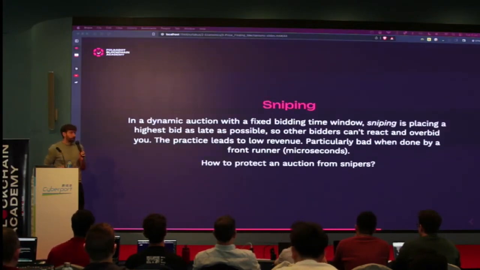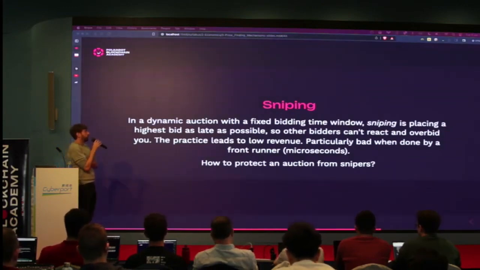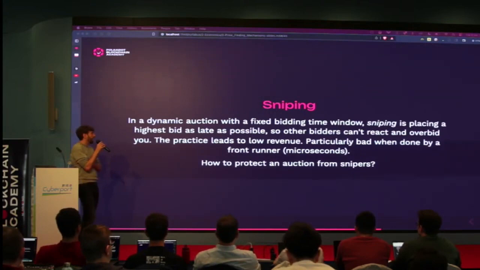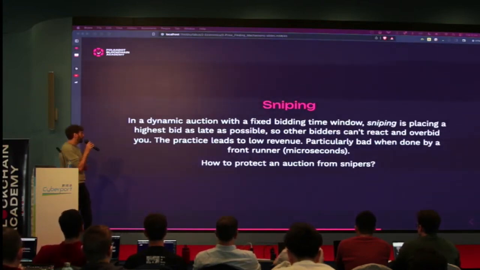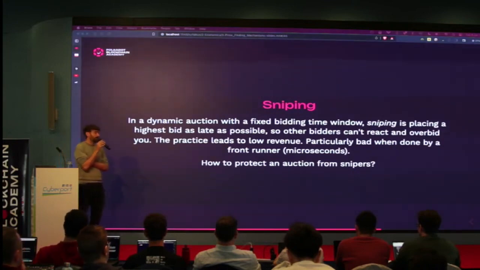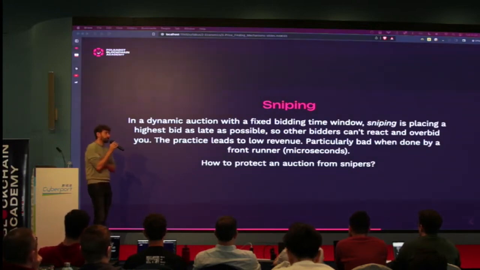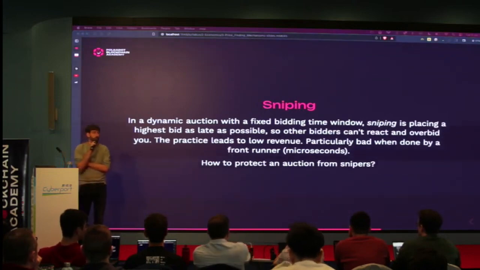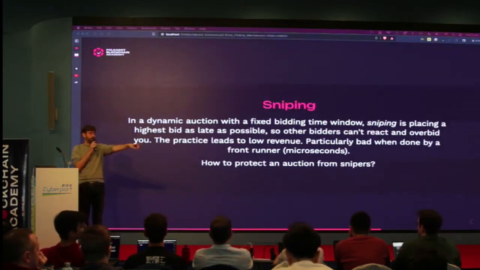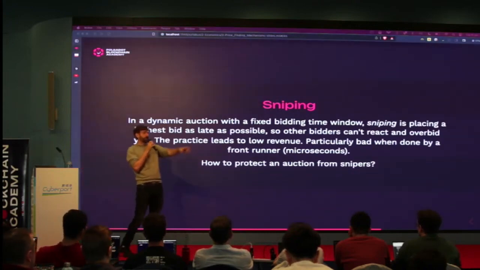Another thing is sniping. In a dynamic auction with a fixed bidding time window, sniping is placing a highest bid as late as possible, so other bidders can't react and overbid you. The practice leads to low revenue, particularly bad when done by a front runner in microseconds. Whoever did bid sniping here? There's somebody, yeah. You can explain? No, the colleague next to you.